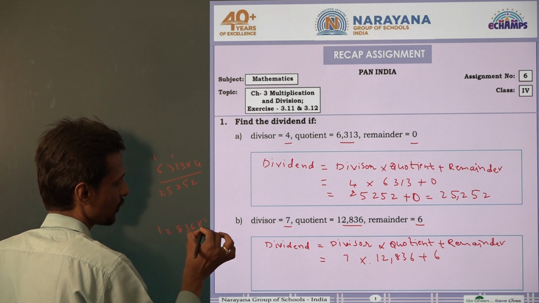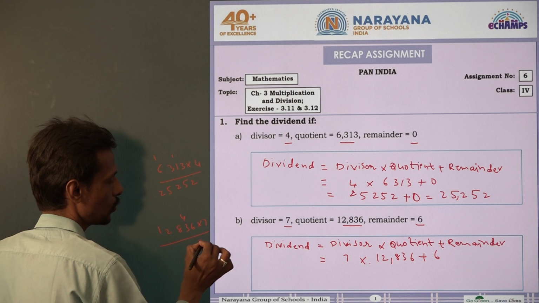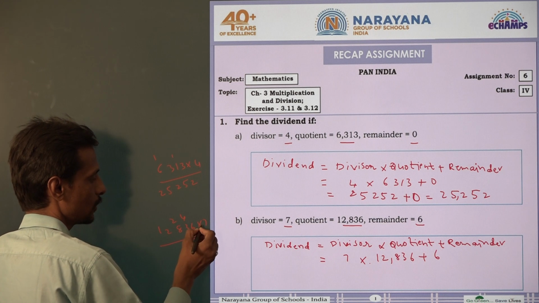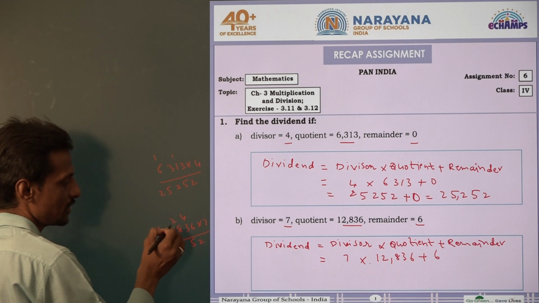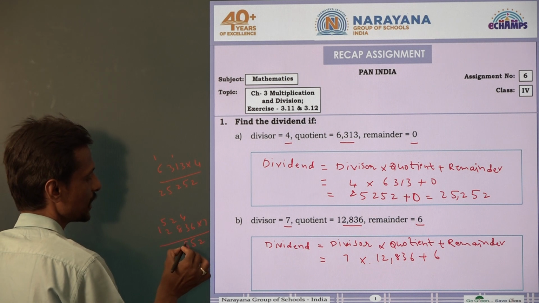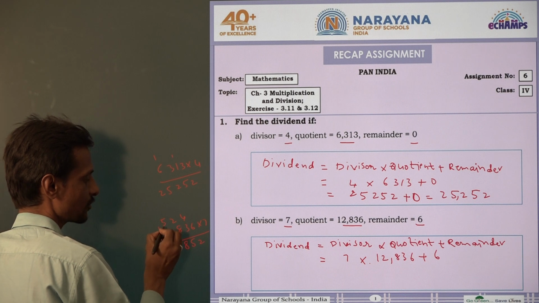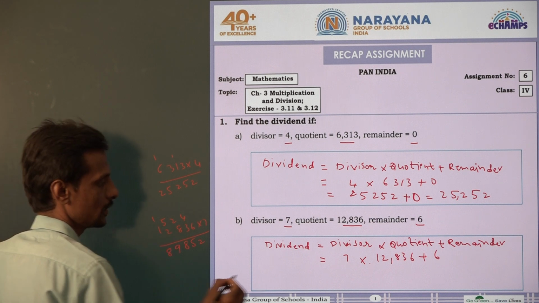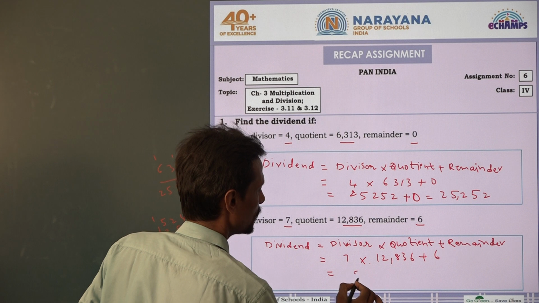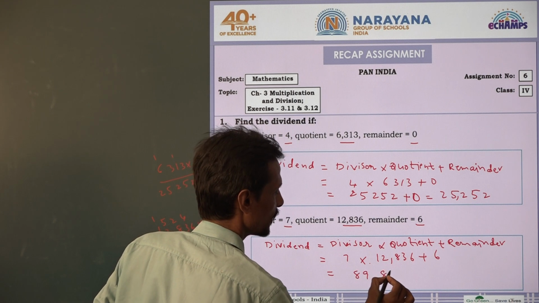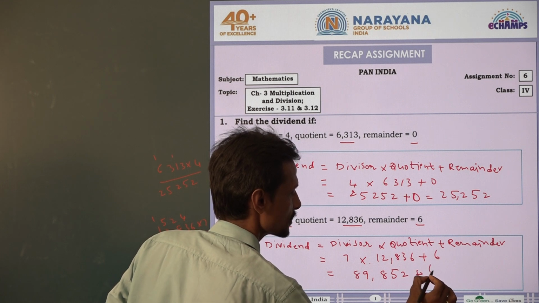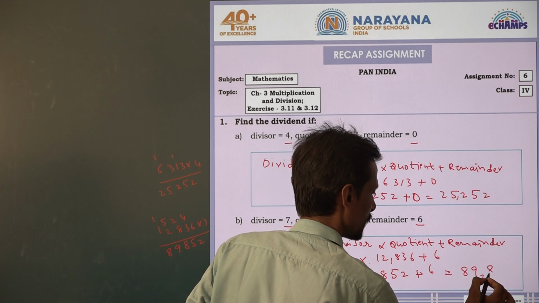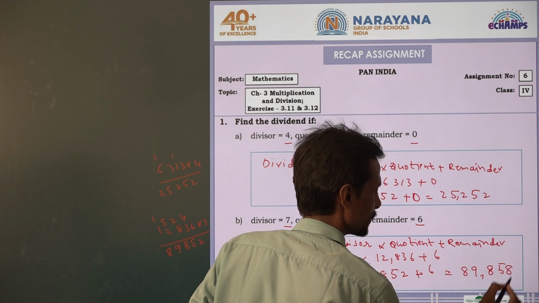12,836 and 7. 7 6s are 42, 7 3s are 21, 21 plus 4 is 25, 7 8s are 56, plus 2, 58. 5 here, 8 here. 7 2s are 14 plus 5 is 19. 1 here. 7 1s are 7 plus 1 is 8. So it is 89,852 plus 6 is equal to 89,858.